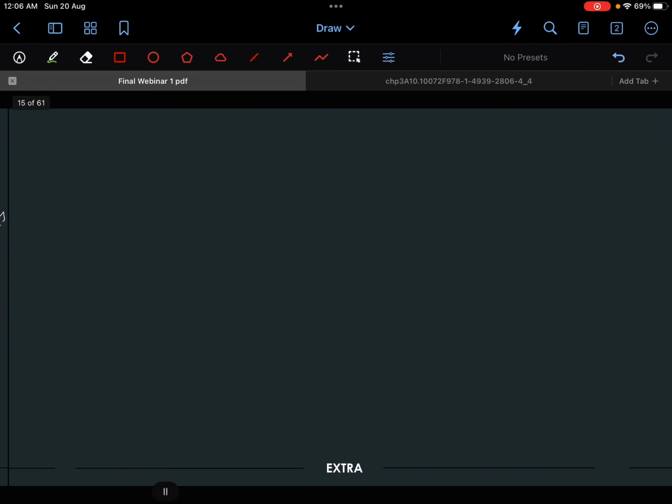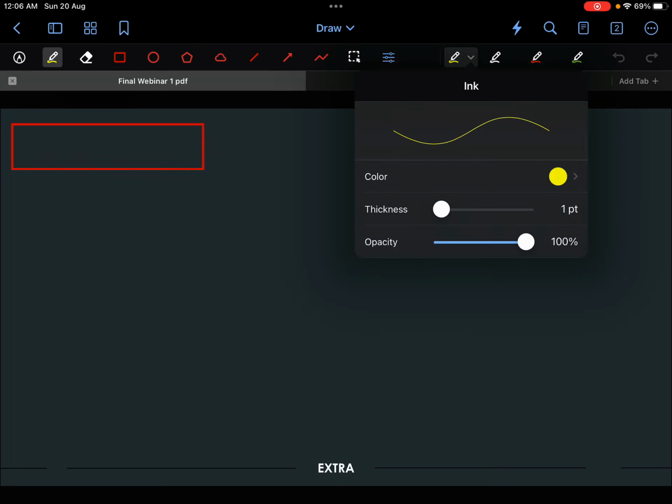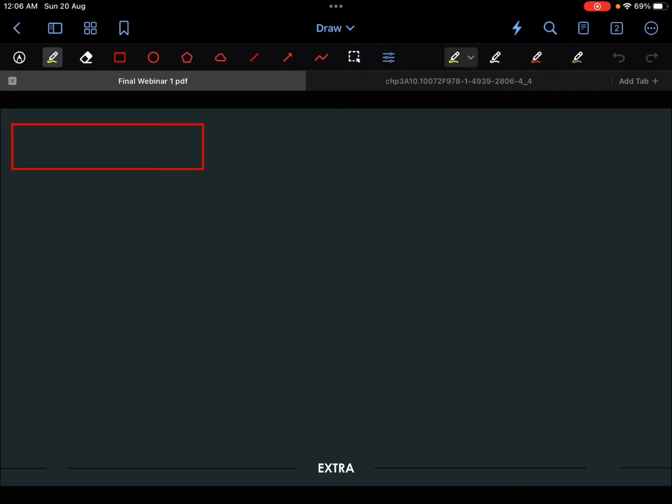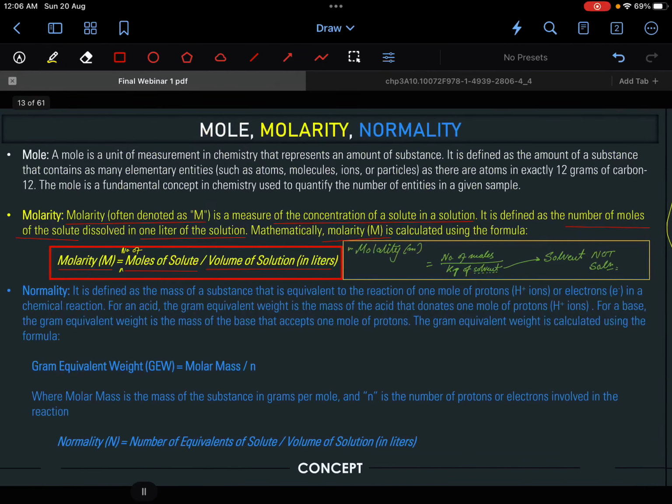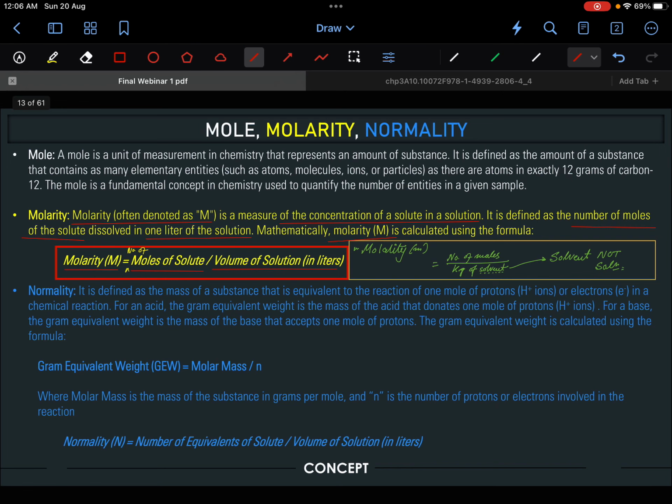Now let's dive into the concept of normality. This is very important. In many questions you will find that it is given as 2 normal hydrogen chloride or H2SO4, right? That is not molarity, that is normality. Okay, let's go to the definition, because definitions are important.